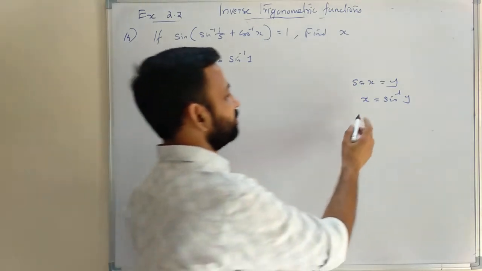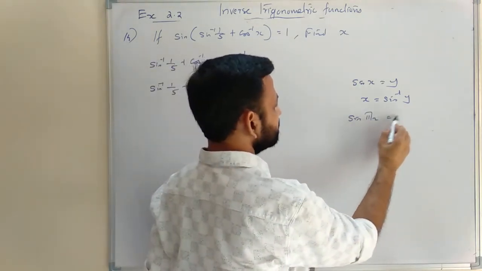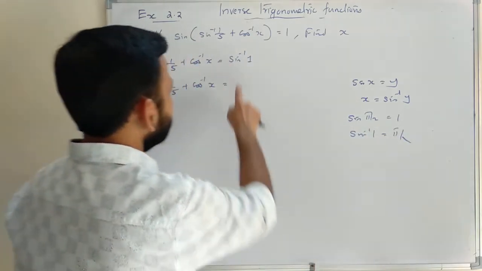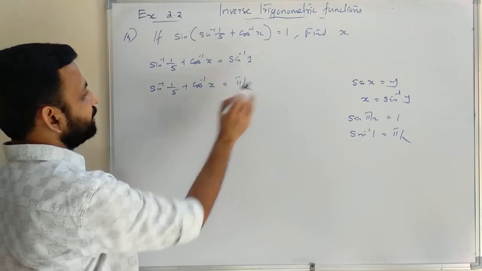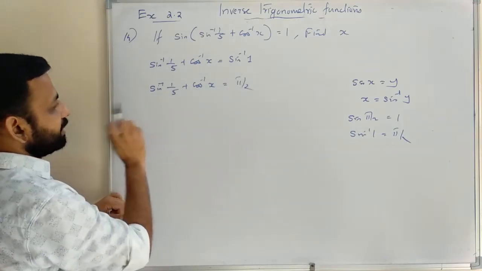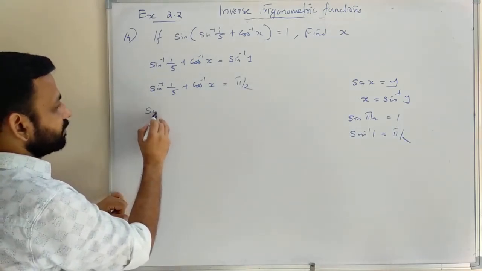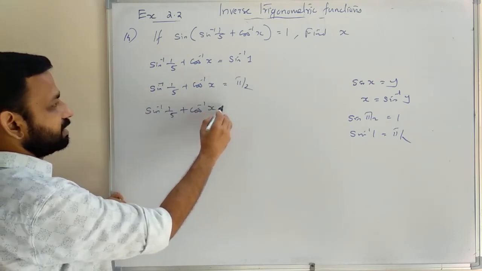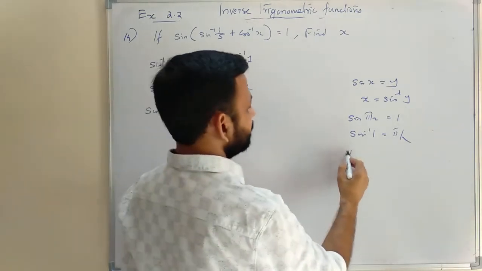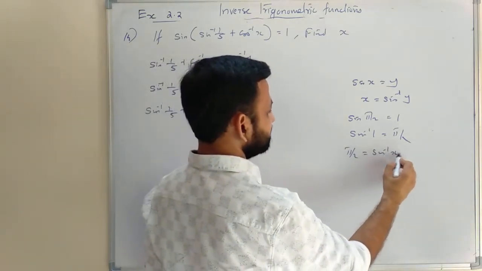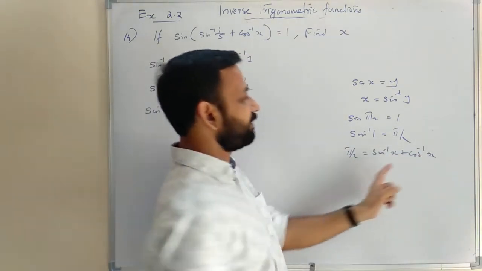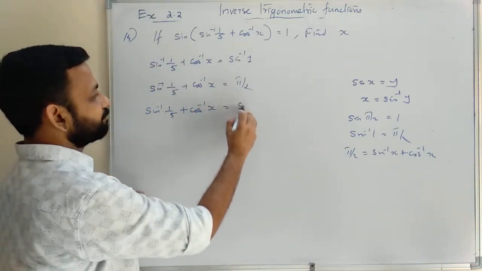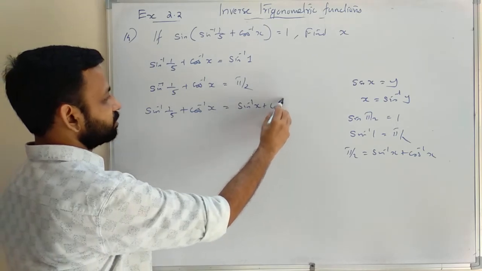Sin 90 is equal to sin pi by 2 is equal to 1. Therefore sin inverse 1 is equal to pi by 2. So we can replace sin inverse 1 by pi by 2. That is sin inverse 1 by 5 plus cos inverse x is equal to pi by 2. Sin inverse x plus cos inverse x is equal to pi by 2, so we can replace pi by 2 by sin inverse x plus cos inverse x.